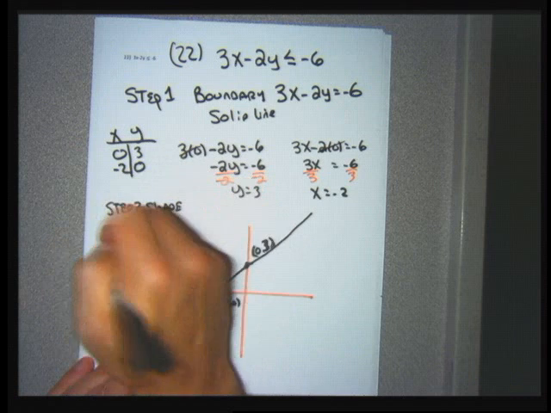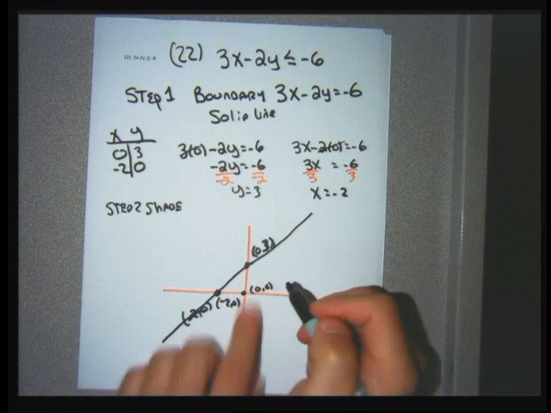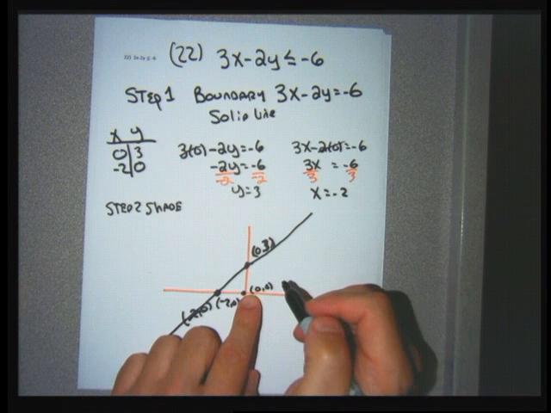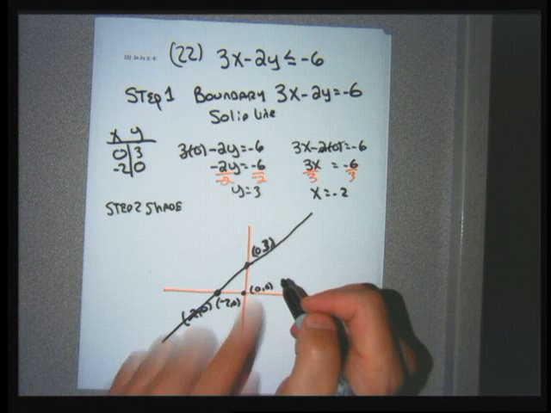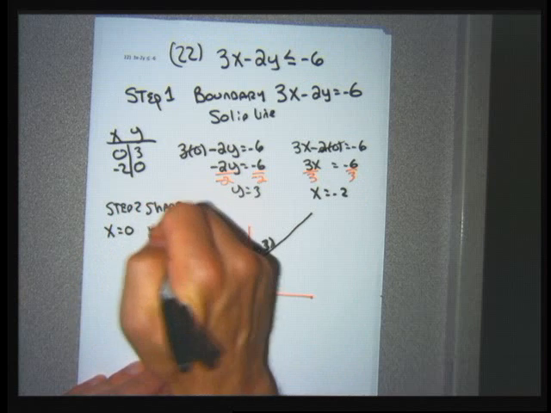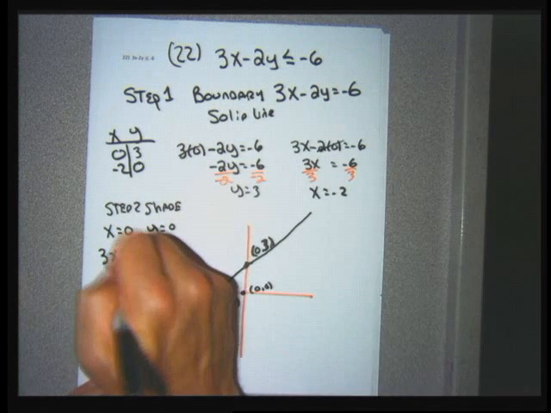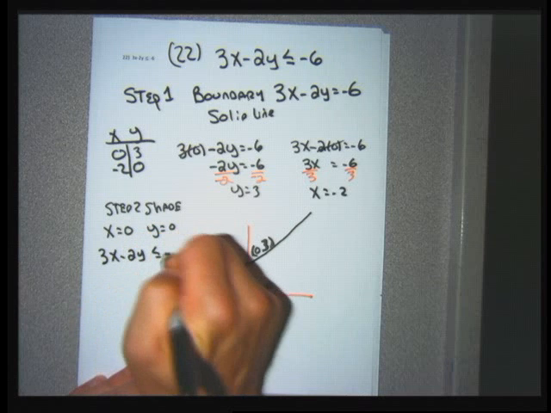And again, I'm going to find out what happens when I plug 0, 0 in. If I get a true statement, I'll know 0, 0 is on the true side of the line. If I get a false statement, I'll know 0, 0 is on the false side of the line. So into the original problem, I'm going to plug x equal to 0, y equal to 0 into 3x minus 2y is less than or equal to negative 6.